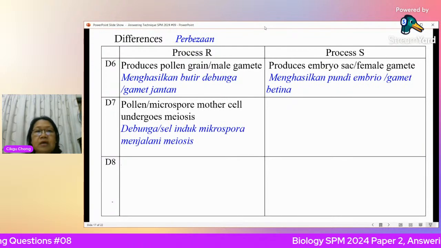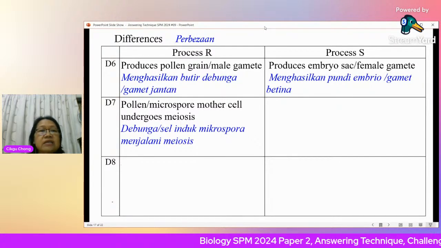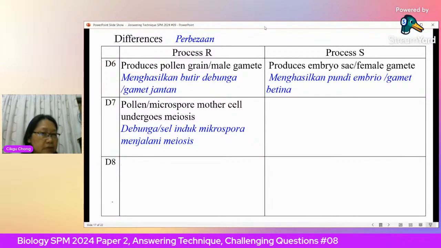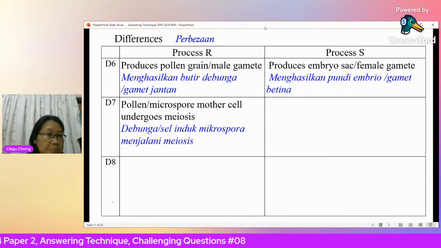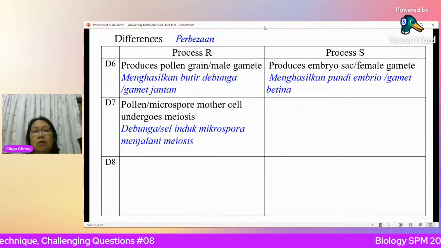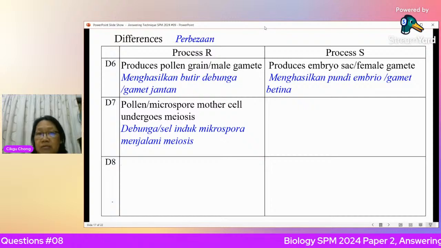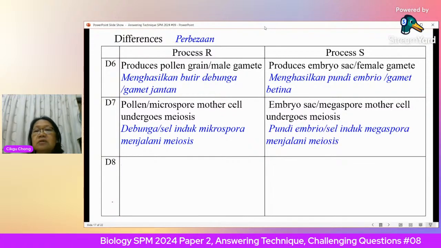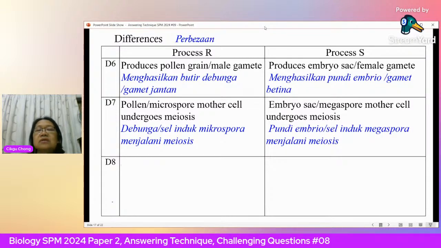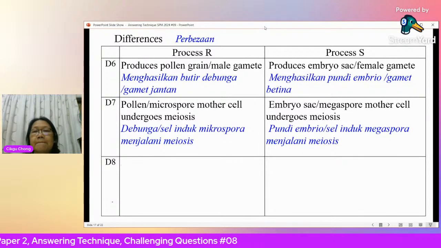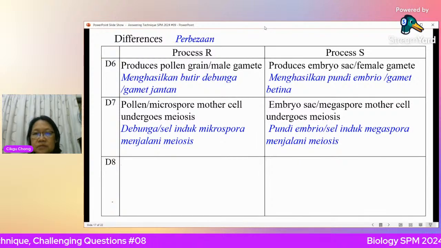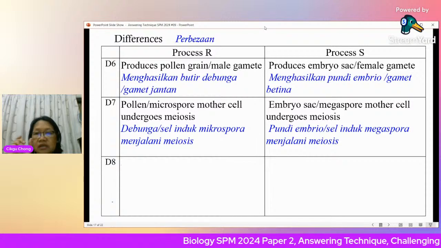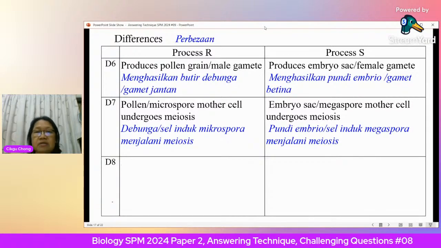Next point. For process R, this pollen or microspore mother cell undergoes meiosis. What is important here is the word pollen mother cell or microspore mother cell. This is for the male. Whereas for process S, embryo sac or megaspore mother cell undergoes meiosis. So the term is important. Same format, different name, different structure, a different process, different name of the structure.